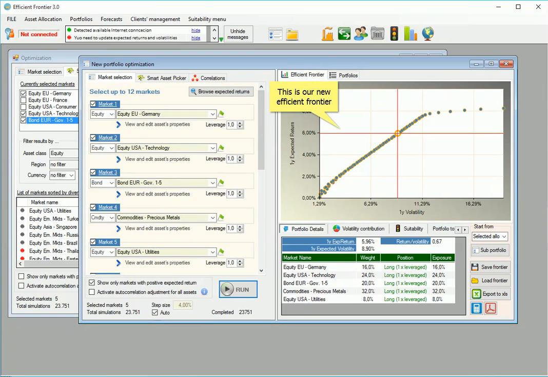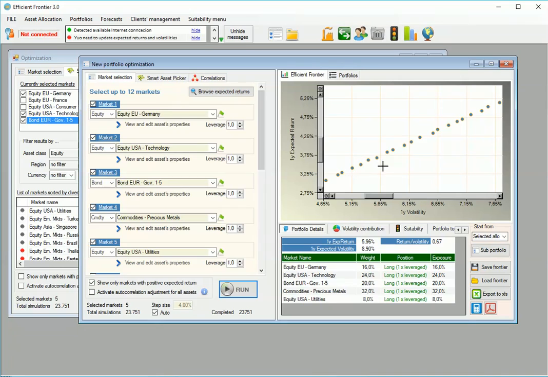This is our new efficient frontier. We can zoom the chart looking for a 4% yielding portfolio. With an expected return of 4%, we bear a risk of 6%.